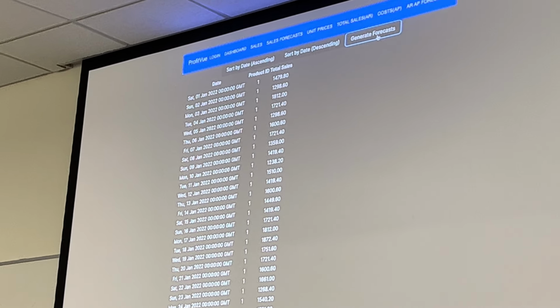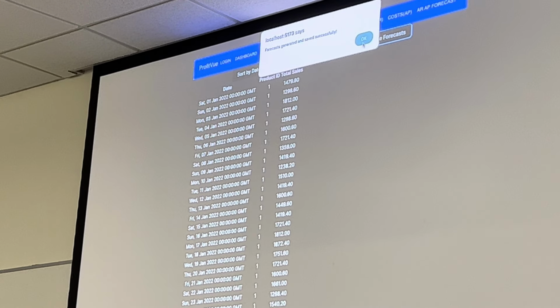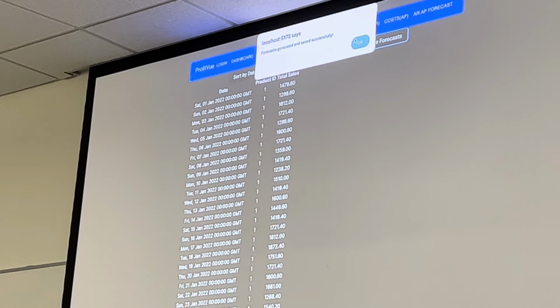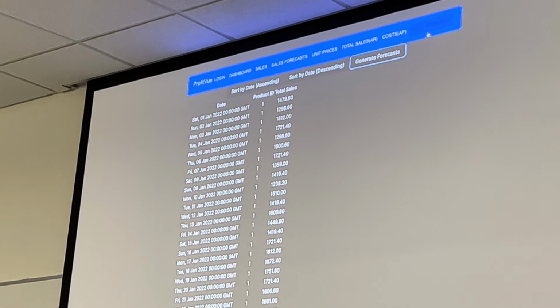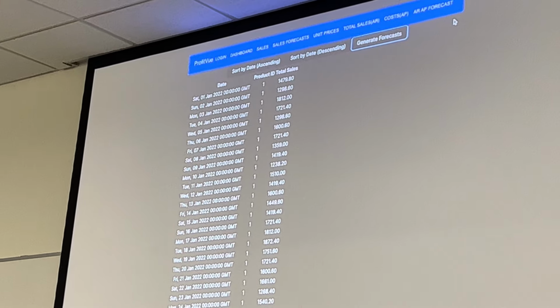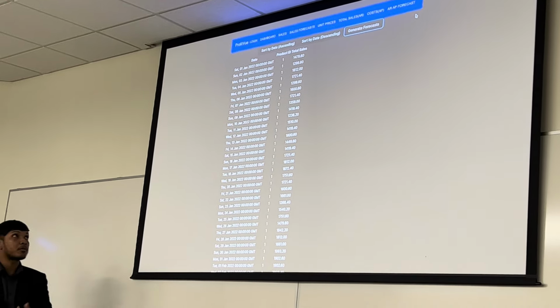When you hit generate forecasts, it will take some time to generate the forecast, so it tells you forecast generated and saved successfully. Then you have an ARAP forecast page where if you go, you can see the graph and the forecasted values of the total AR forecasts.